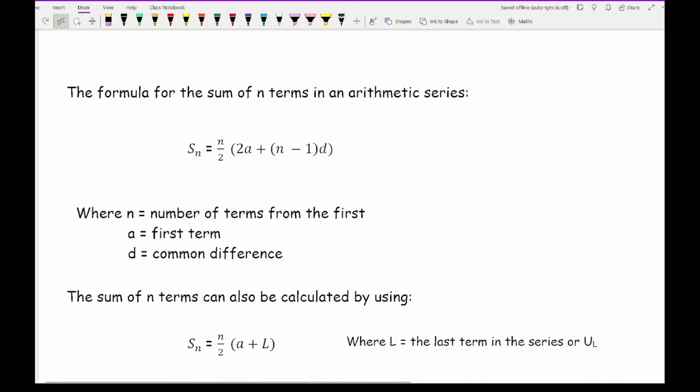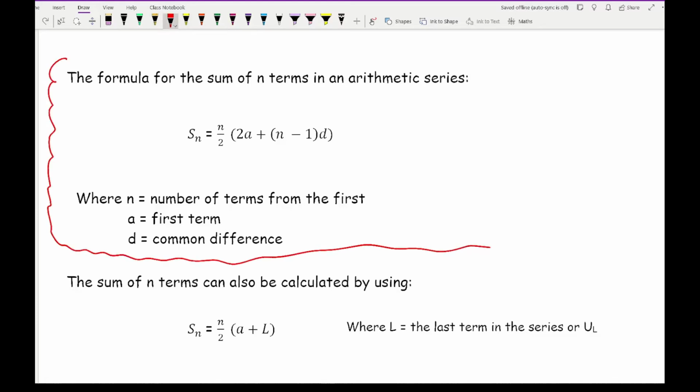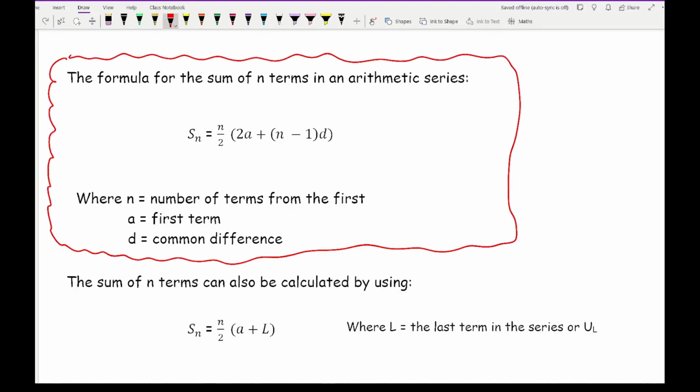So in terms of this formula, this is definitely worth making a note of, which is the sum of n terms, and we've already gone on to derive this. Again, just reiterating what the components mean: n is the number of terms that you want to work the sum of, a is your first term, and d is your common difference.